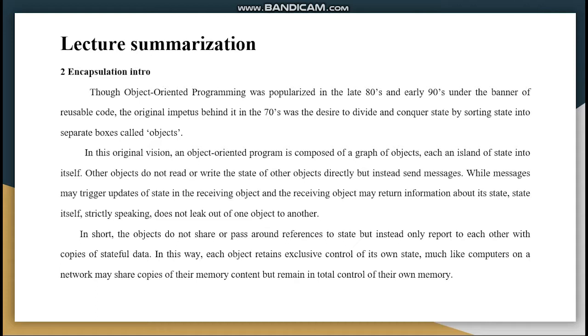Other objects do not read or write the state of other objects directly, but instead send messages. While messages may trigger updates of state in the receiving object, and the receiving object may return information about its state, state itself, strictly speaking, does not leak out of one object to another. In short, objects do not share or pass along references to state, but instead only report to each other with copies of stateful data. In this way, each object retains exclusive control of its own state, much like computers on a network may share copies of their memory content but remain in total control of their own memory.